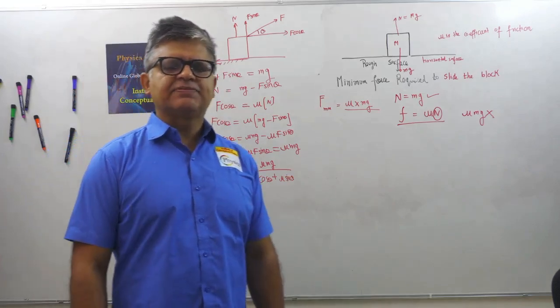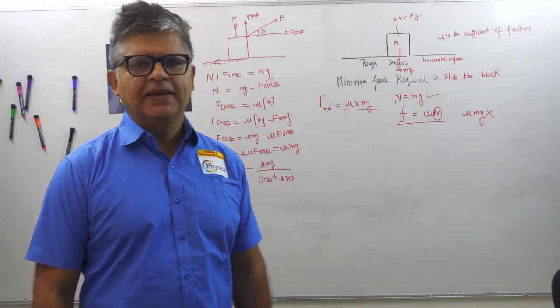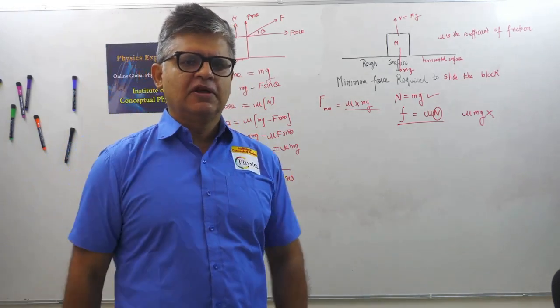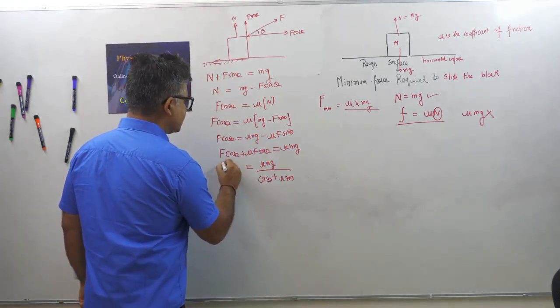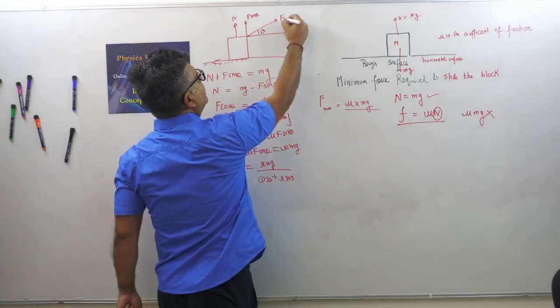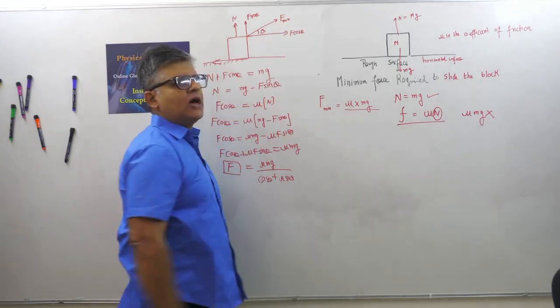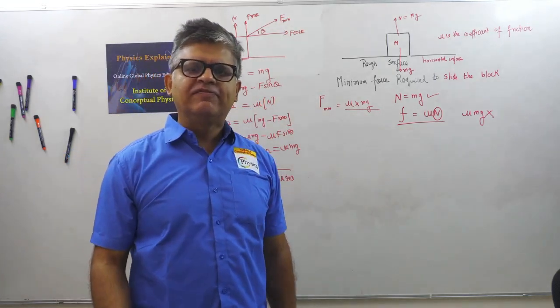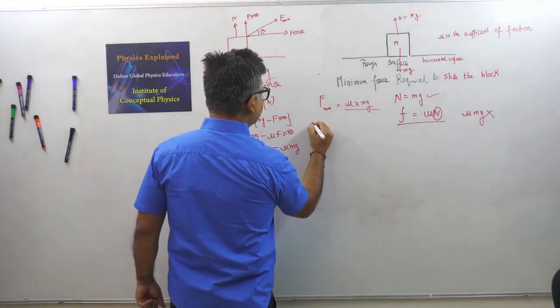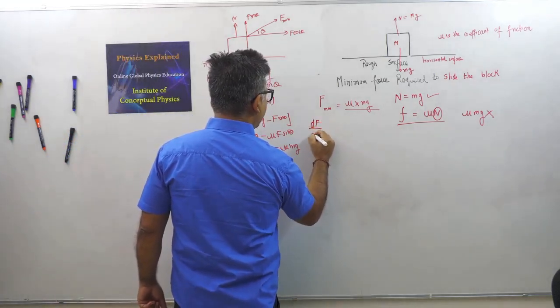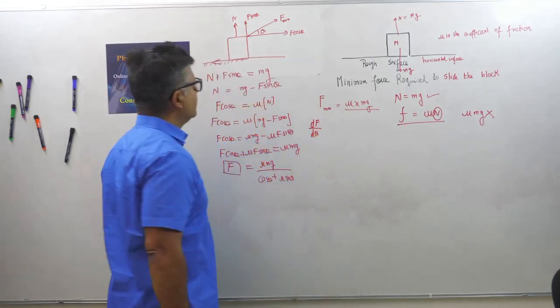This is a general expression of the force you will apply to reduce the normal reaction. But what is the question? I have to minimize this. I need the minimum value, right? Now comes the mathematics. How do you find the minimum value? Apply maxima and minima. So let's say I take the derivative of this, dF by d theta.